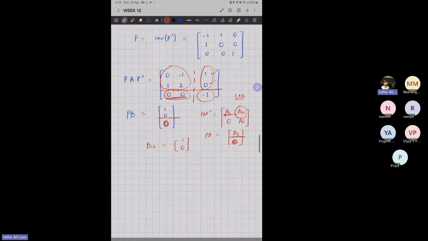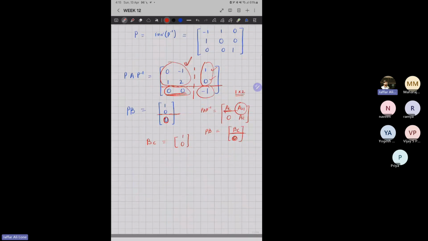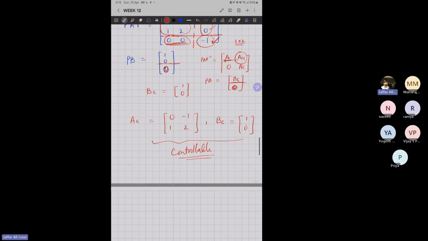Exactly, I'm getting this transformation. Now this is my controllable part, and this is my uncontrollable part. Let's assume this AC is [0, -1; 1, 2], and BC is [1; 0]. If you see this pair, this will be controllable. And if you see the eigenvalues of this AC, it will be 1 comma 1.